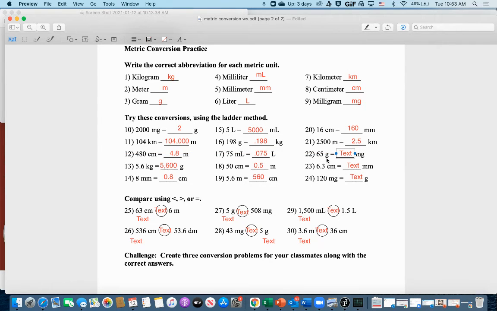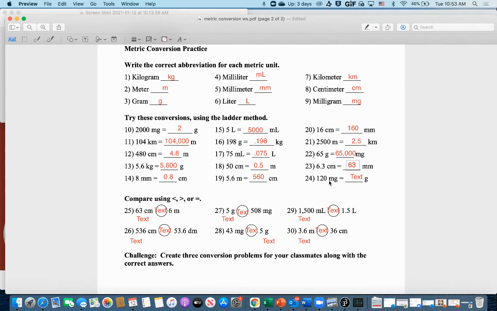65 grams to milligrams. This is right in the middle. Milligrams is at the bottom, so that's 3 steps down. 1, 2, 3. 3 to the right. So that's going to be 65,000 milligrams. 6.3 centimeters to millimeters. So centimeters 10 to the negative 2. Millimeters 10 to the negative third. So it's down 1 step, so 1 to the right. So that's going to be 63 millimeters right here.